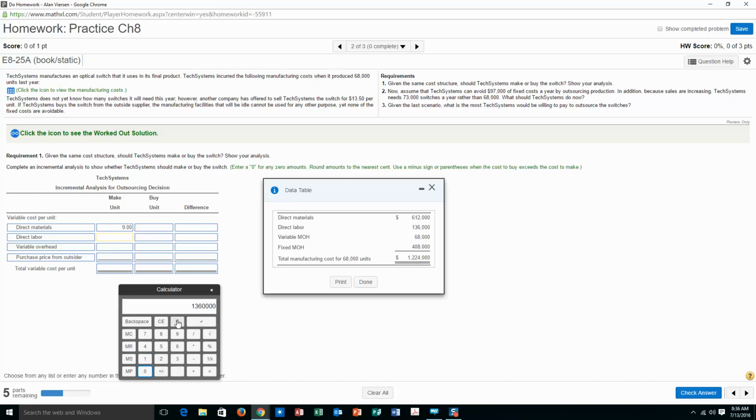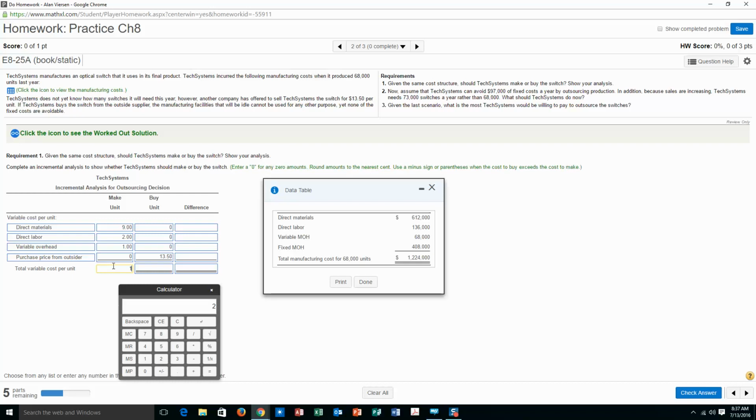136,000. Divide that by 68,000. You can see that's an easy little math problem. You could probably do it in your head. So you have $2 per unit for direct labor. Variable overhead, that's easy. 68,000 divided by 68,000. Purchase price is 0. I'll put in zeros here. And then, of course, if I purchase it, it's $13.50.